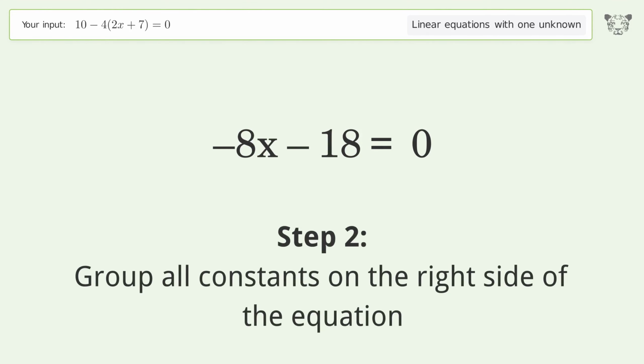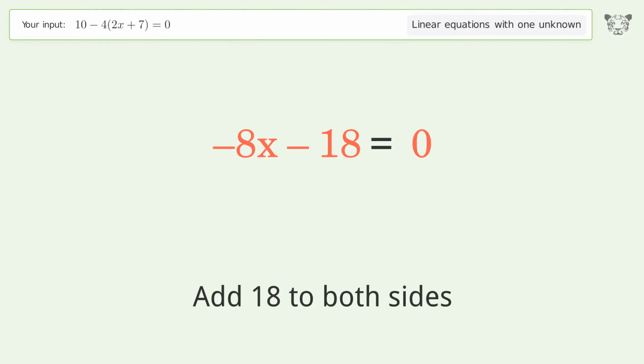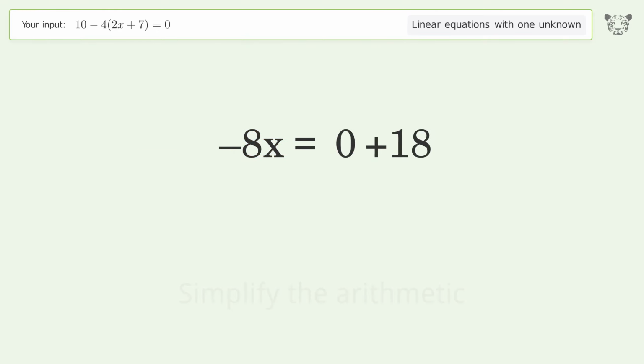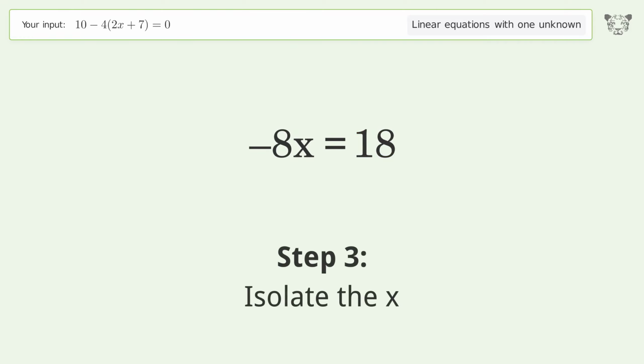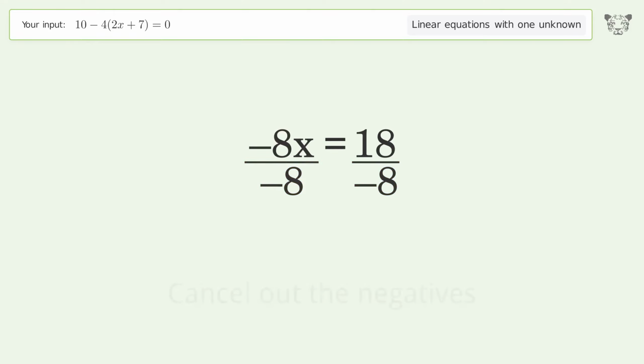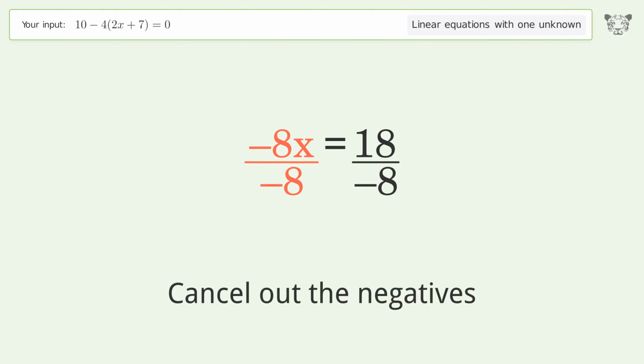Group all constants on the right side of the equation. Add 18 to both sides. Simplify the arithmetic. Isolate the x. Divide both sides by -8. Cancel out the negatives.